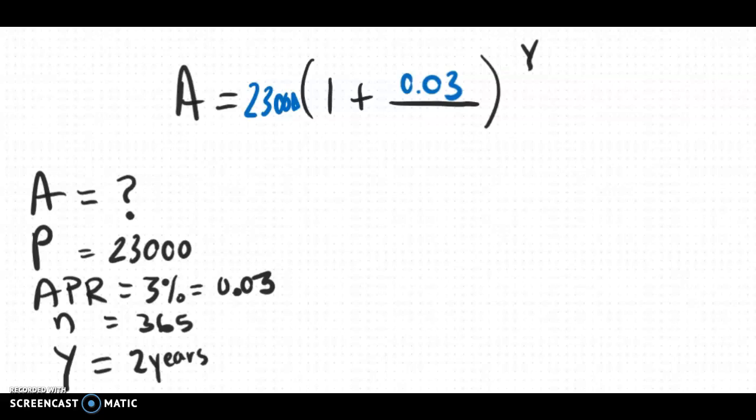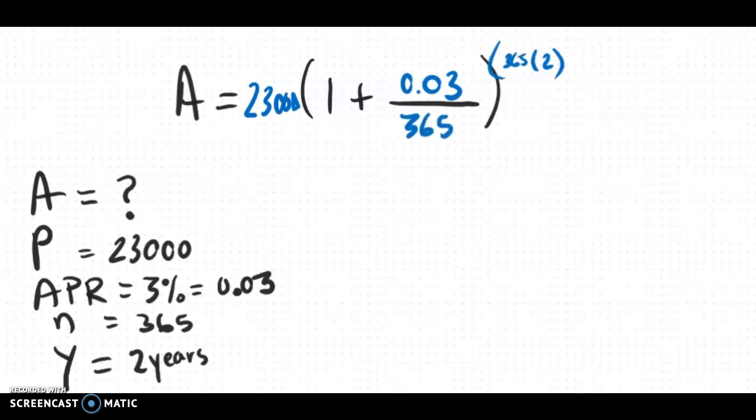The N, I'm going to erase that and I'm going to put in 2. And then the Y, I'm going to erase that and I'm going to put in 2. And actually, I made a mistake here. I'm sorry. I was looking at the wrong thing. The N is 365.